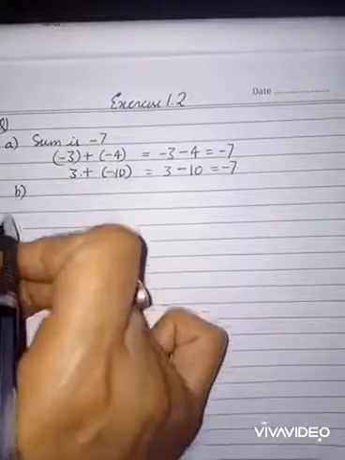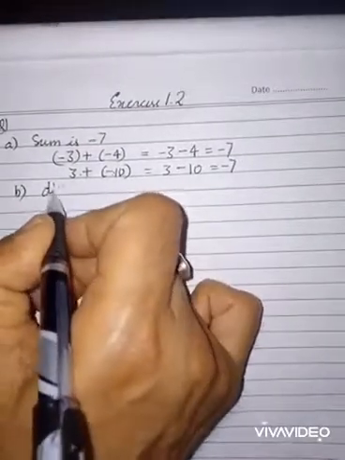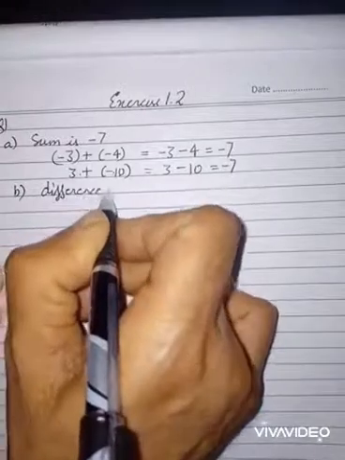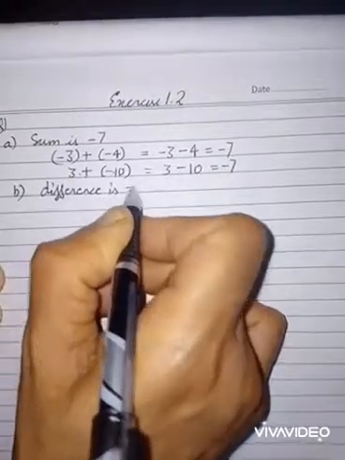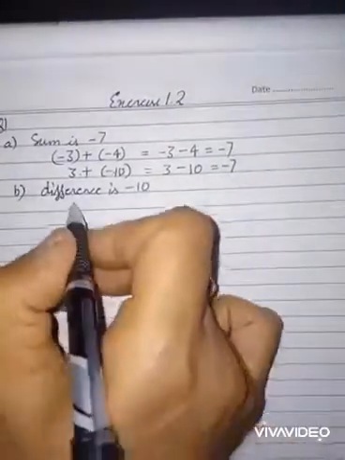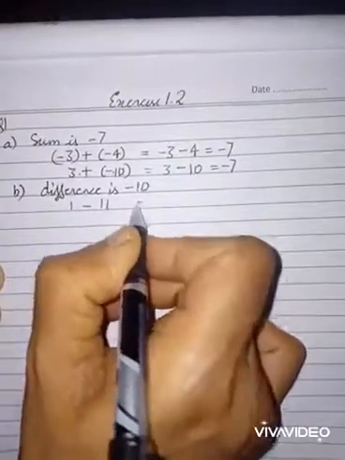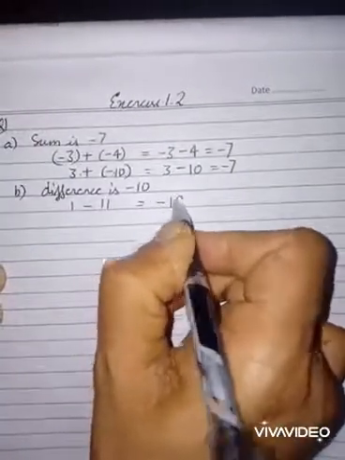Moving to part B, where we have to write two integers such that their difference is -10. So we can take two integers as 1 and 11, and the difference is -10.